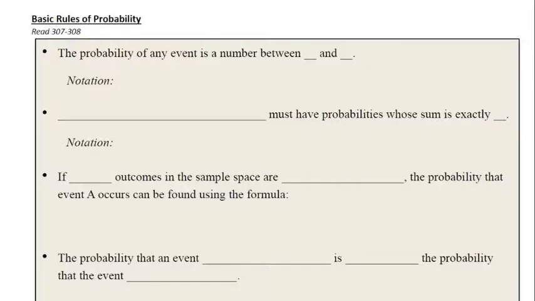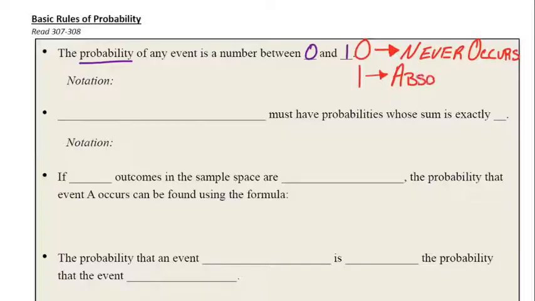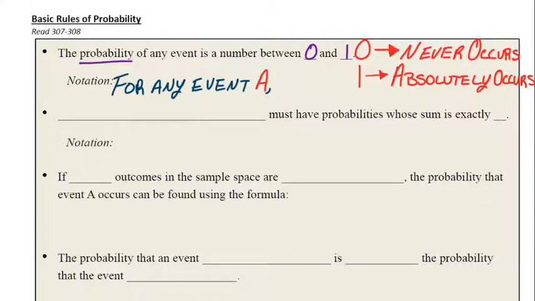Okay, on to our basic rules of probability. A lot of these you probably know. In fact, probably at least 3 of the 4 you're good with already. So probability is an event, and we assign it to be a number between 0 and 1. So 0 meaning it never occurs, and 1 meaning it always absolutely occurs. So the notation for this, for any event A, any possible event you can think of, it's got to be a number between 0 and 1. So we say the probability of A has to be in between those.